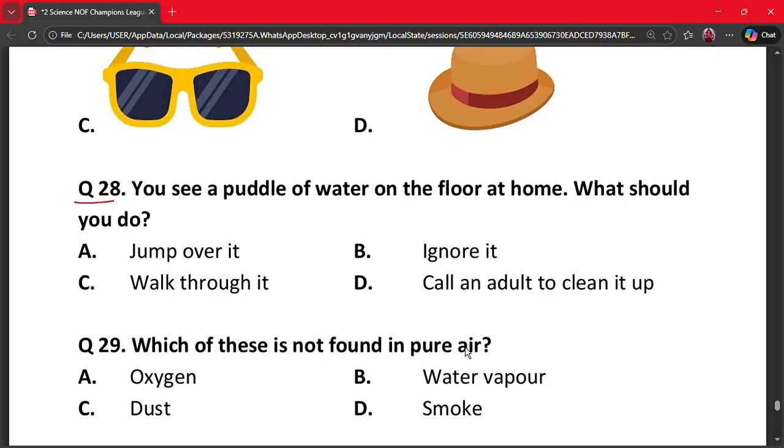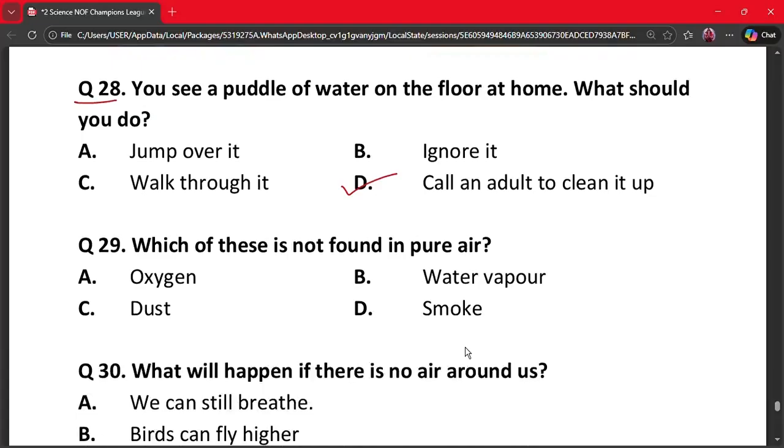Question number 28. You see a puddle of water on the floor at home. What should you do? A. Jump over it. B. Ignore it. C. Walk through it. And D. Call an adult to clean it up. The correct answer is option D. Water on the floor can cause slipping. Informing an adult helps prevent accidents. Therefore, you should always call an adult to clean it up. So the correct answer is option D.